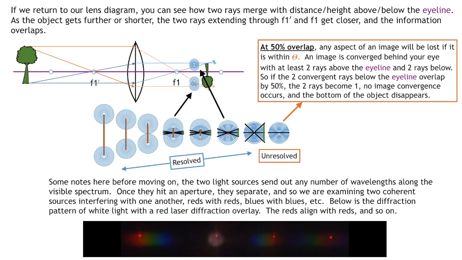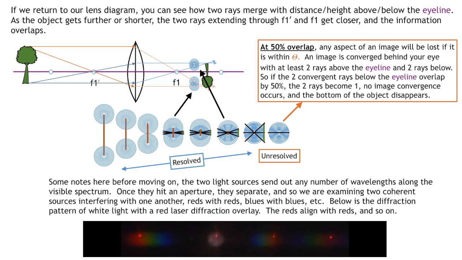So if we return to our lens diagram, you can see how 2 rays merge with distance and height above and below the eye line. As the object gets further or shorter, the 2 rays extending through F1 prime and F1 get closer, and the information overlaps. So again, with further distance or with the object shrinking in height, the projection behind our eye line, those 2 rays get closer and closer together.